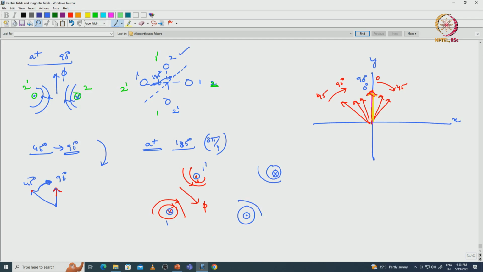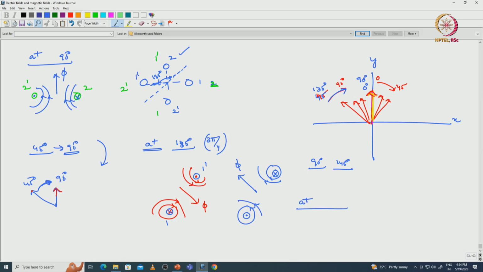So with respect to the cross, the magnetic fields are in the clockwise direction, and with respect to the dot, in the anti-clockwise direction. So the resultant flux vector is in this direction. That means at 45 degrees as well as 135 degrees, the flux vector is sitting at this particular location only. And from 90 degrees to 145 degrees duration, it is varying in the same direction in this manner. And at 180 degrees, what will happen?